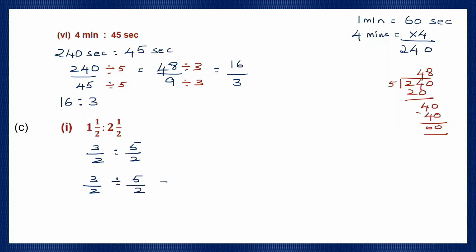Now this is division of fractions. So we know when it is division of fractions what to do. The first fraction we write it as it is. Division changes to multiplication, and for 5 by 2 we write the reciprocal, 2 by 5. Now we can cancel 2 and 2. So what is left is 3 by 5, and our ratio is 3 is to 5.